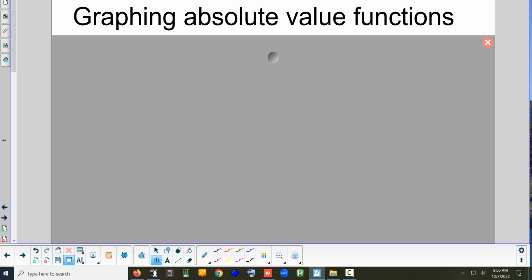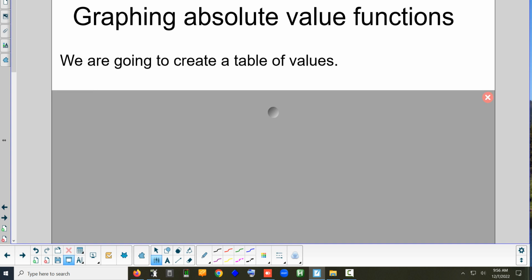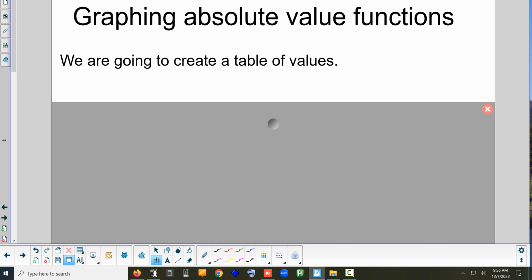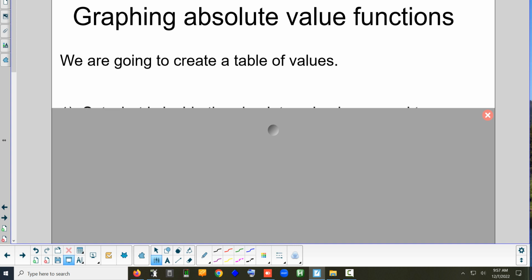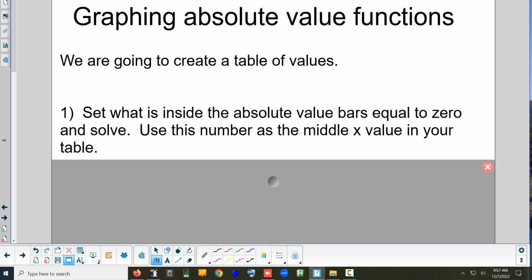So when we want to graph an absolute value, we're going to create a table just like we did before. But today, I'm going to be very specific about what x values I want you to pick. In the last section, you had a lot of freedom. I said you could pick anything. But in this section, we're not going to do it that way. I'm going to give you very specific numbers to use. So we're going to create a table of values. On your guided notes, where it says graphing absolute value functions, and then there's a number 1, and a couple blank lines, that's what you're going to put on line 1.